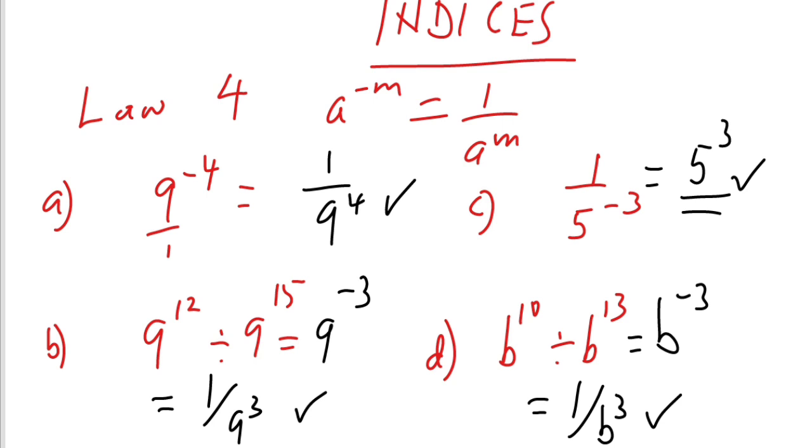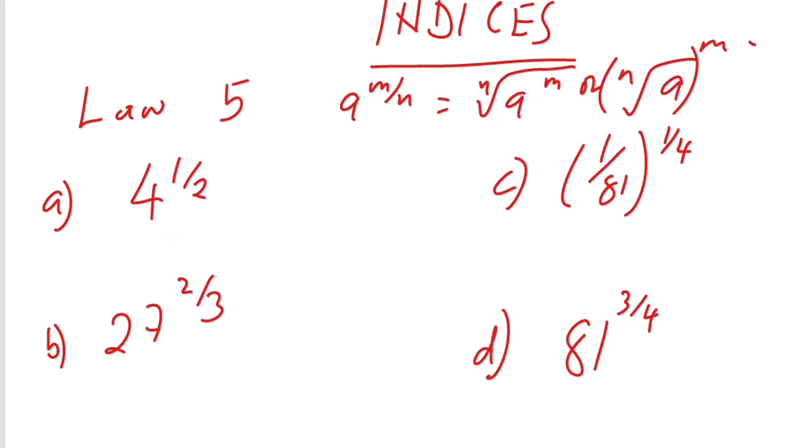There's one law which I missed to mention. So law 5, which is fractional indices. When you have a power as a fraction, the numerator becomes the power, but the denominator becomes the root. So for example, we have 4 to the power of half. So the denominator, which is 2.